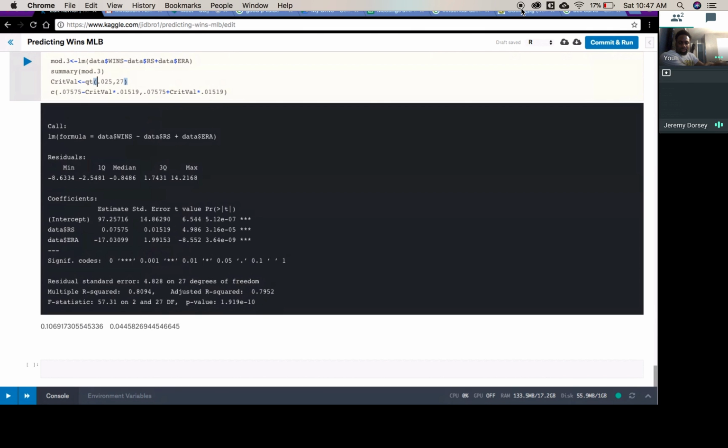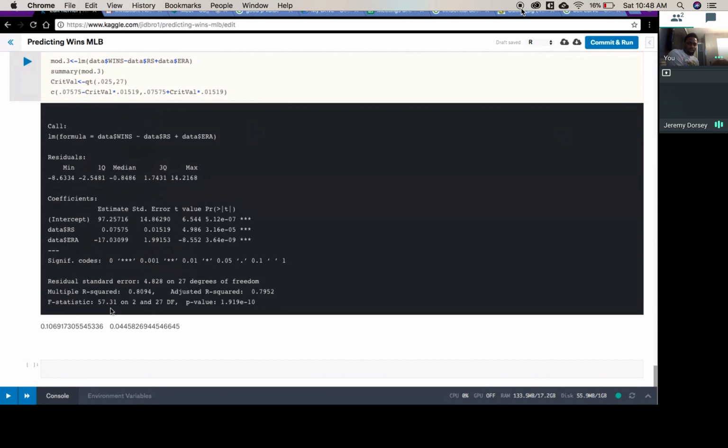And if you don't look at a bell curve, you can also just get that from doing 1 minus 0.95, divided by 2. So that'll also give you 0.025. And then the 27 just comes from the degrees of freedom. Not that one, sorry, this one. This degrees of freedom right here. And so that's how that gets plugged in. And so that critical value spits out a number.